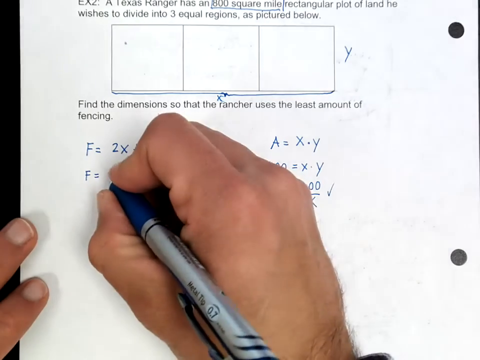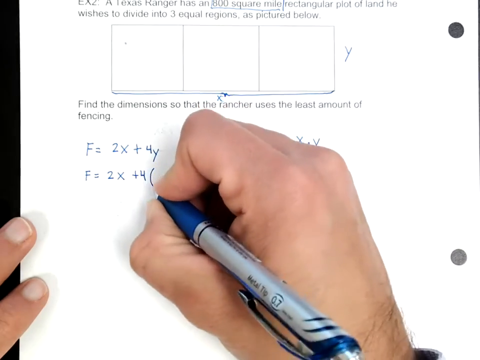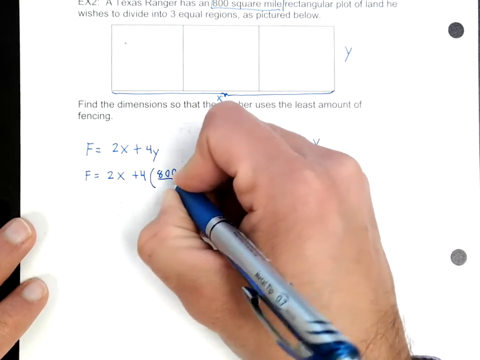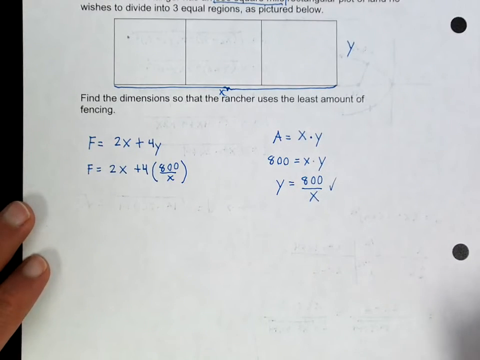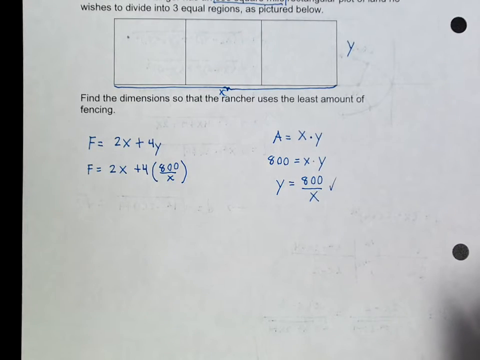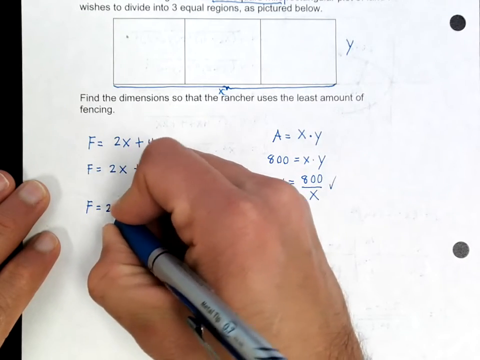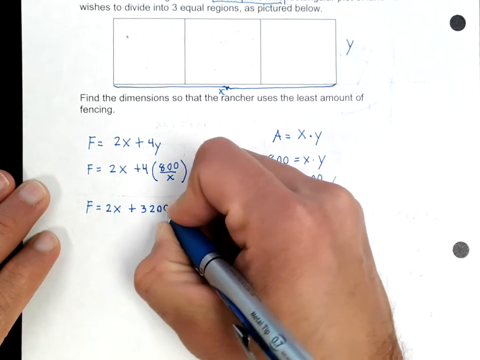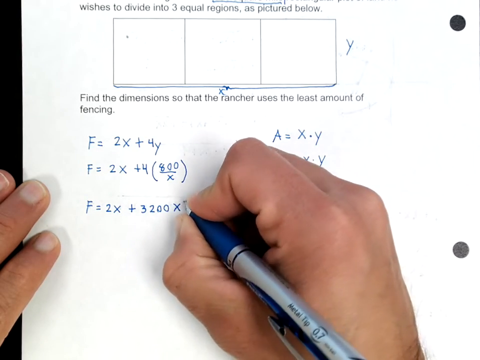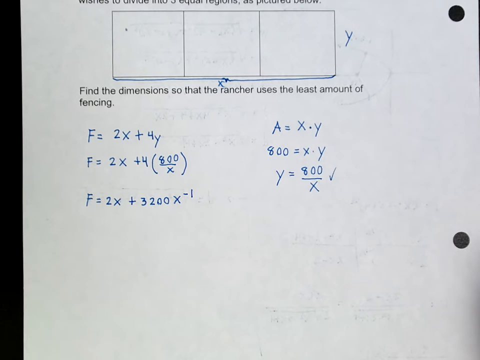So now I'm going to substitute that y with 800 over x, like that. Now I'm going to simplify this a little more. So I have F is equal to 2x plus 3200 x to the negative 1, or you can write this as 3200 over x, same thing.